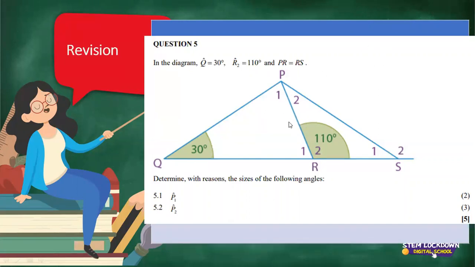Okay, right. So we're going to say 110 minus what? 110 minus 30 will give us what? 80. 110 minus 30 gives us 80. So basically, our P1 is actually 80.